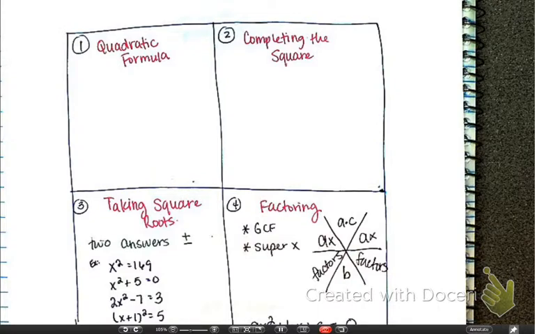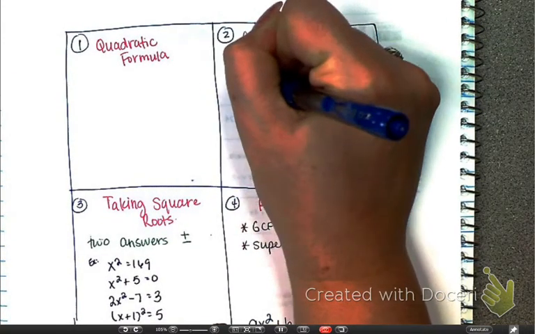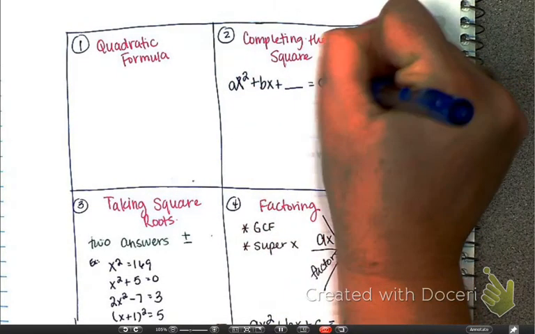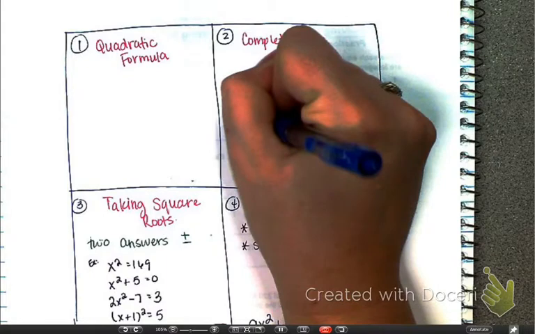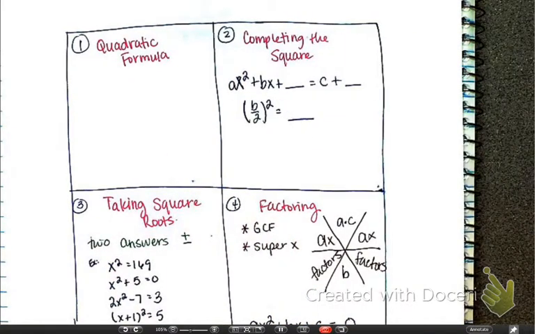AX squared plus BX plus blank equals constant plus blank. And also B over 2 in parentheses, second power, equals C. Okay. It fills in that blank for you, right? So you should have AX squared plus BX plus something equals C plus something, and then you're going to fill in that blank with B over 2 squared. Absolutely. Is there anything else that's really important about completing the square?